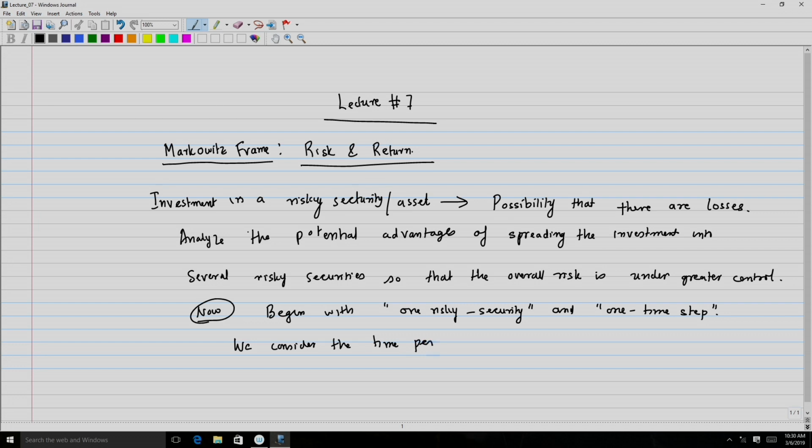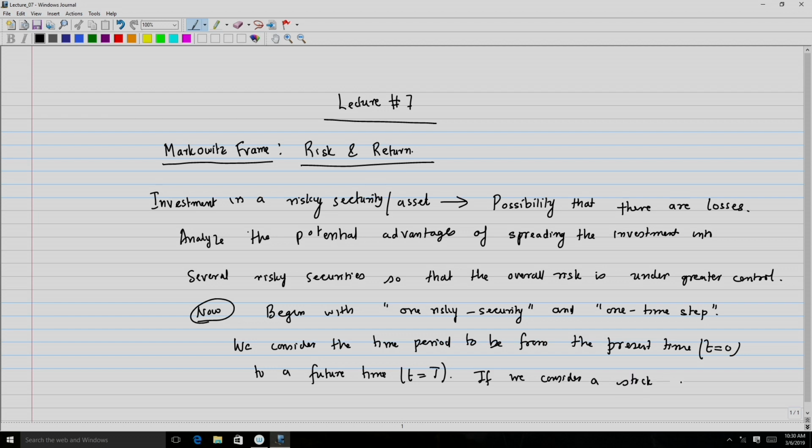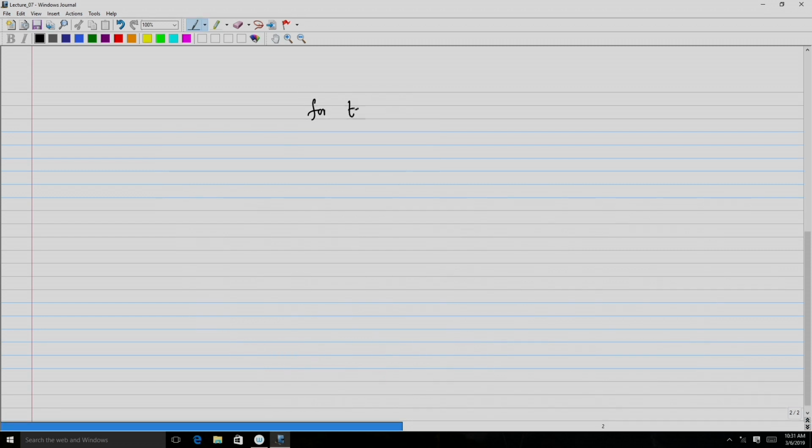So, therefore, we consider the time period to be from the present time, which is t equal to 0, to a future time, which is t is equal to capital T. Now, if we consider a stock, for example, as a risky security, then we denote the price of the stock at time t to be S of t, and this is for t is equal to 0 and capital T, since we are just considering a single period model.